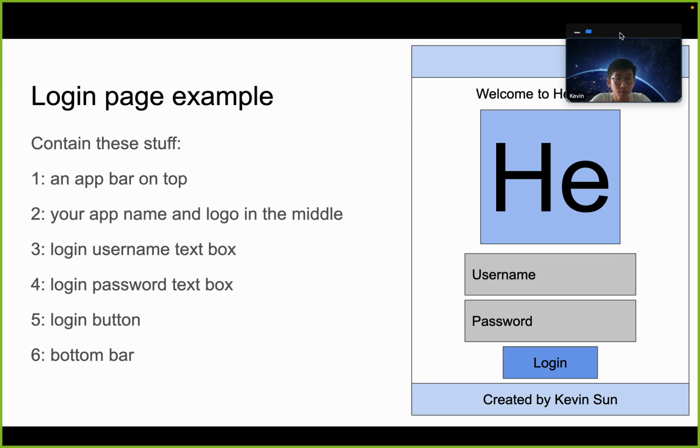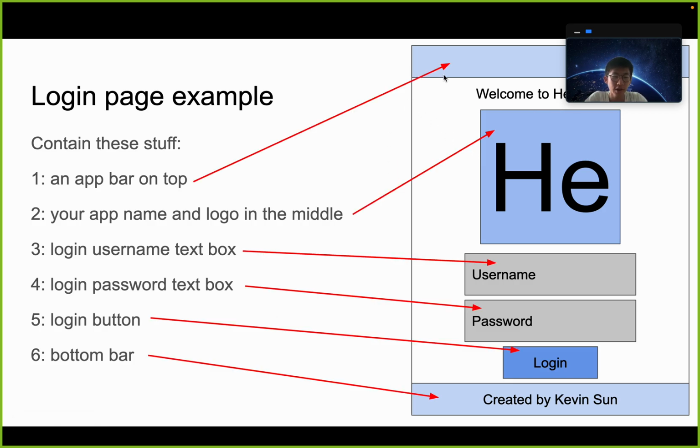So yeah, now we can take this as an example. So for example, you want to make this page, right? You have a top bar, and then you have the name, and you have the app icon, and then username, password, and login, and a bottom bar. So what are some components on this page? Well, you can see we can split the page into these 6 different things. Each one of them is a widget, or a widget containing widgets inside.